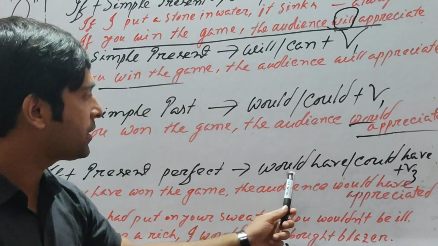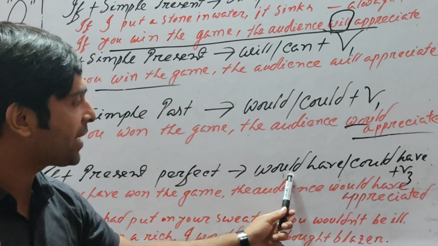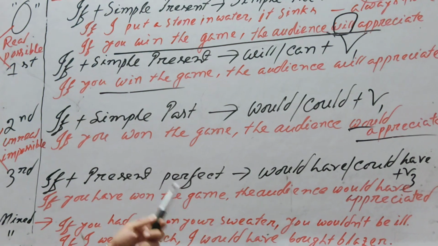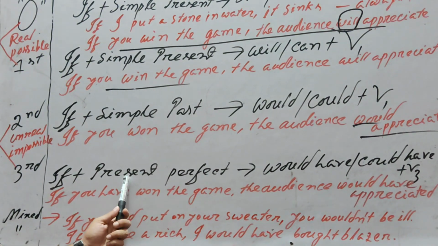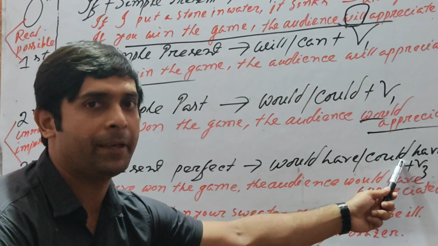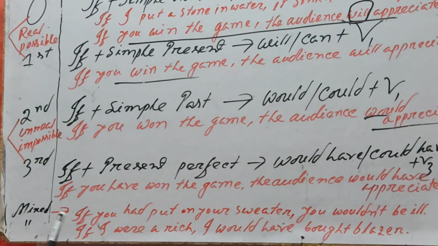It's okay, because there is the function structure that's called would have or could have plus past participle form. I mean, if it becomes present perfect, of course I need to use here would have or could have plus past participle form. Is it clear? Of course it's clear. Next one.